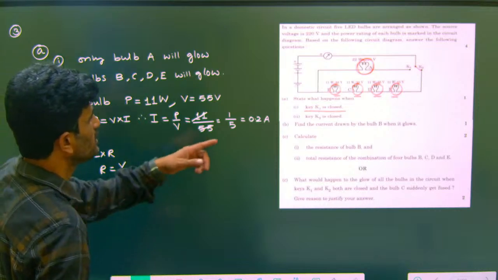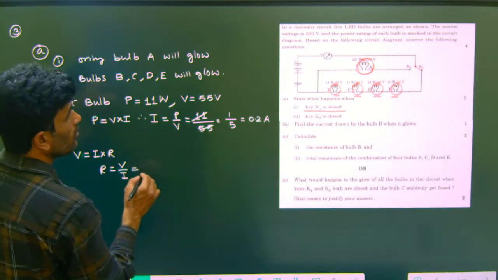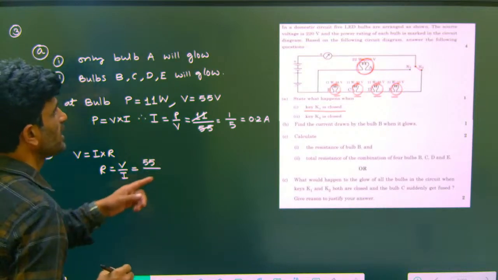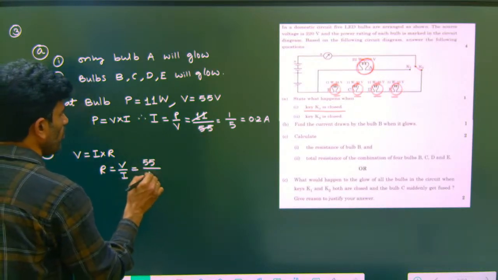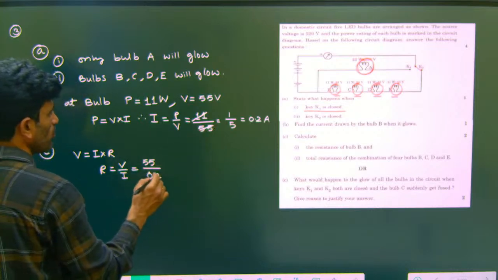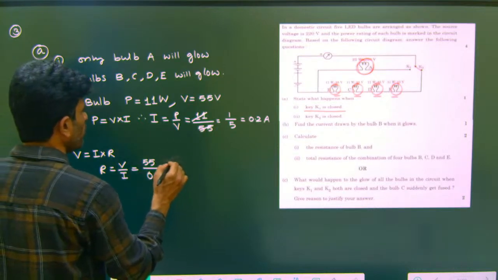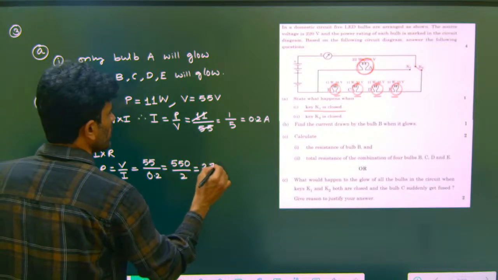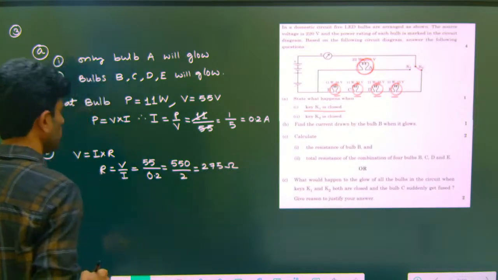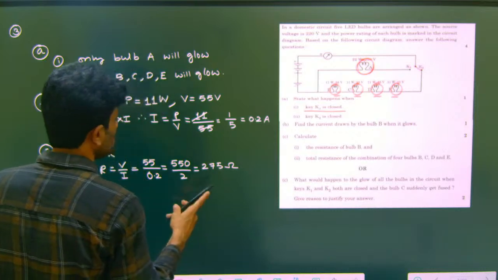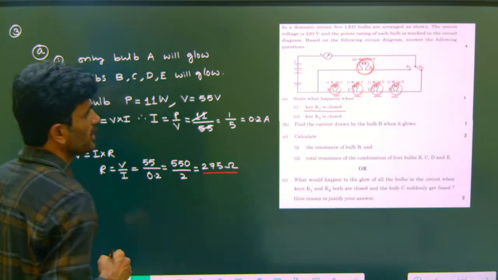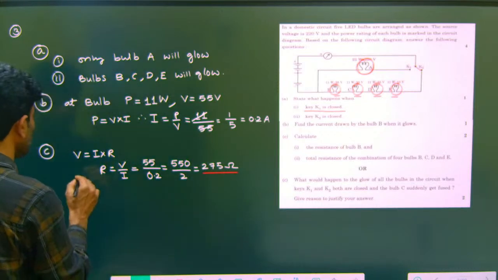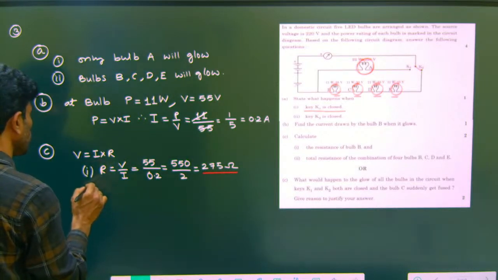How much voltage is it at that point? 55. And what is the amount of current there? 0.2 amperes. We got 0.2 amperes just now. So this is nothing but 550 by 2, which is 275 ohms. Because it is resistance, 275 ohms is the resistance of bulb B. And the second one, in that only two are there.